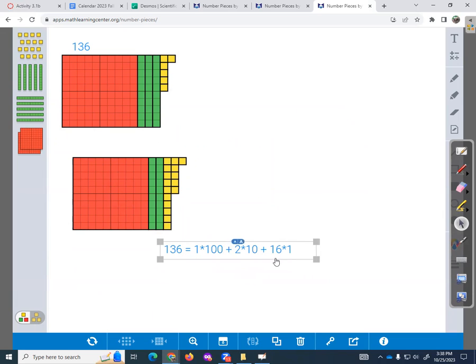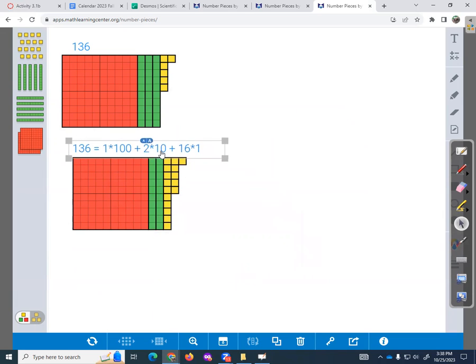So here's one example of another way to do it. I could trade a 10 in, and then I can say 136 is also 100, 2 10s, and 16 1s. Right, so come up with 2 more besides that, if you didn't do that one.